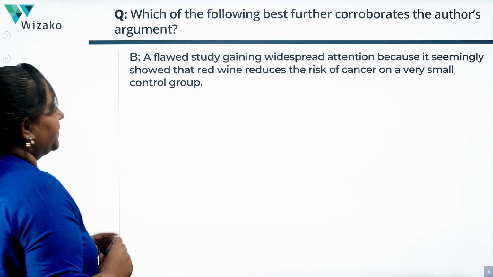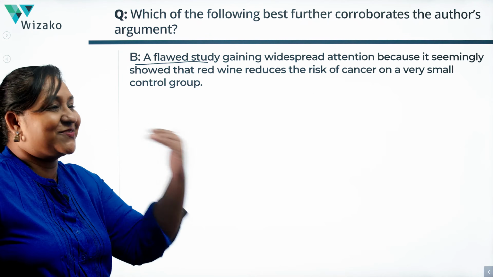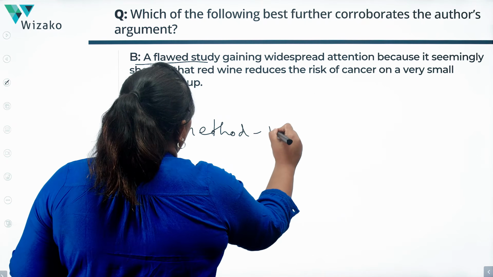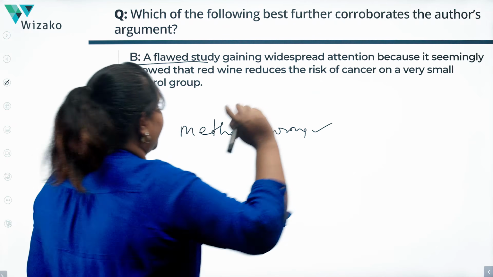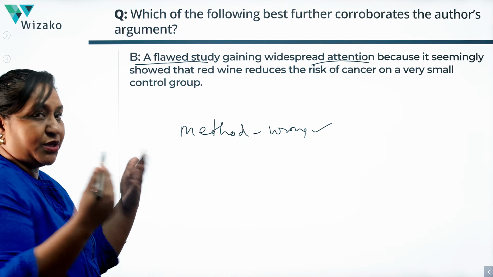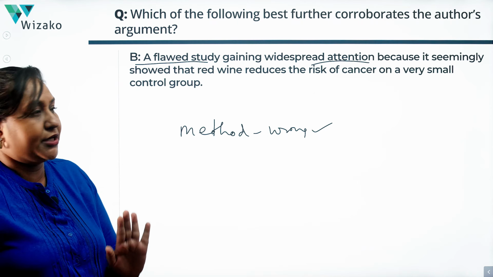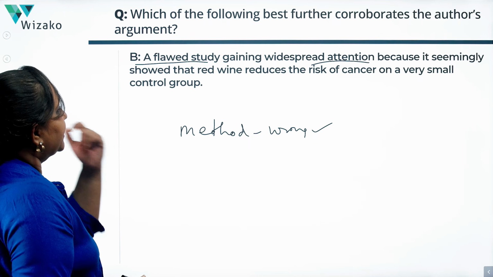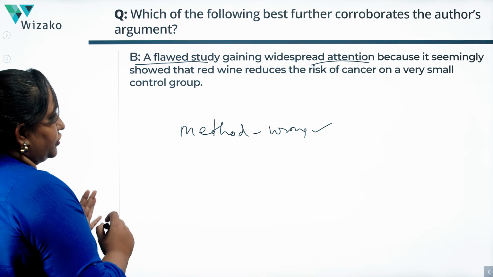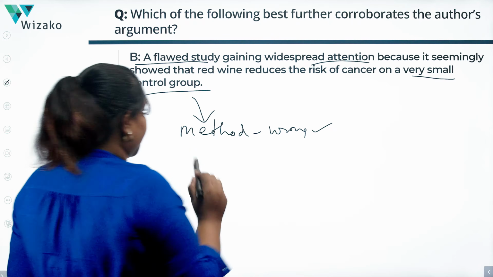Let's look at the next option. A flawed study. I'm loving this answer option already because it explicitly says it's a flawed study, which means it's saying that the method is wrong. Yes, I love that. Gaining widespread attention. So attention is again gaining popularity, gaining attention. Does it explicitly say media attention? Not necessarily. We'll continue reading. Because it seemingly showed that red wine reduces the risk of cancer on a very small control group. The words very small control group also further validate that the methodology was wrong.